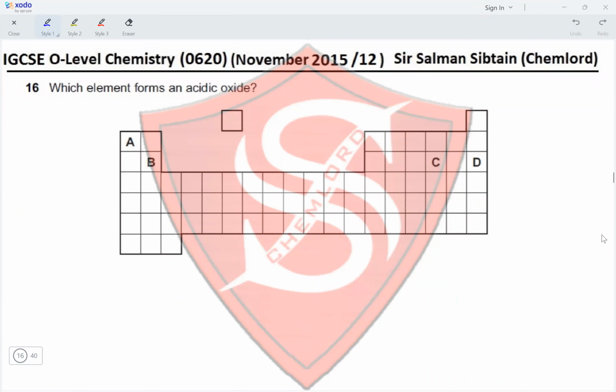Question 16. Which element forms an acidic oxide? The places of these elements in the periodic table are: A is lithium, B is magnesium, C is sulfur, and D is argon. Now argon would not react. Lithium and magnesium would form basic oxides, and sulfur would form sulfur dioxide, which is acidic. Therefore, option C is the correct option for this question.